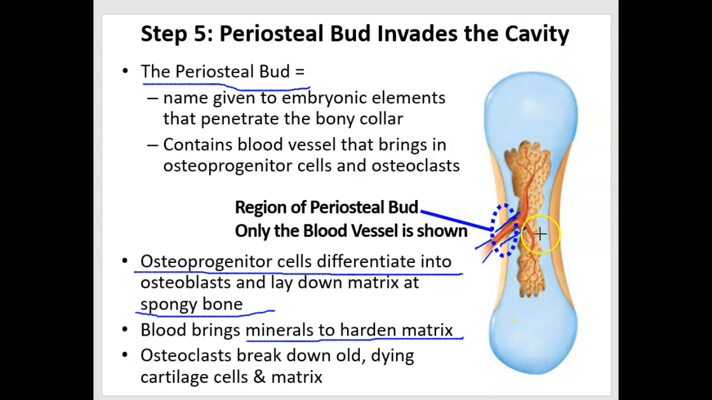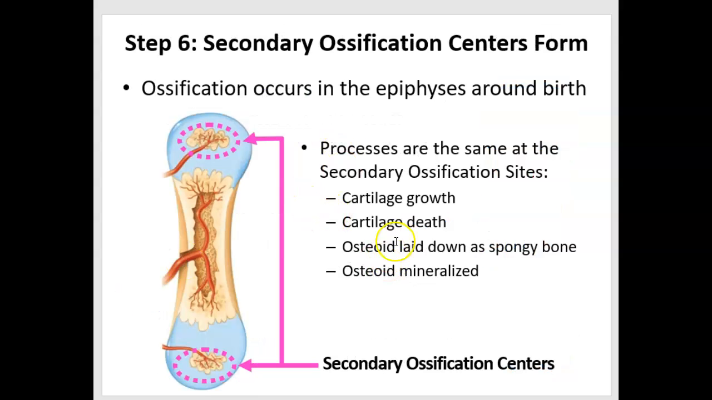Now there probably is some debris of the cartilage matrix left over, and the osteoclasts can break that down. So osteoclasts come in with the blood, as do osteoprogenitor cells. Osteoprogenitor cells are going to become osteoblasts to lay down bone, but the osteoclasts are going to break down the old cartilage. Clean up, basically.